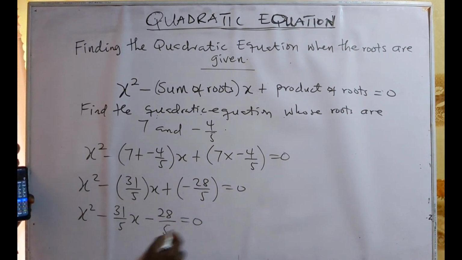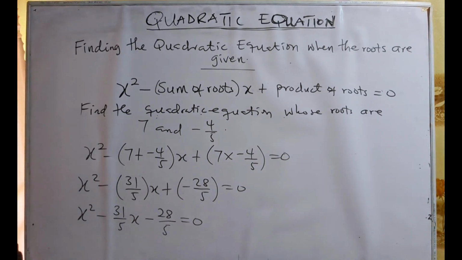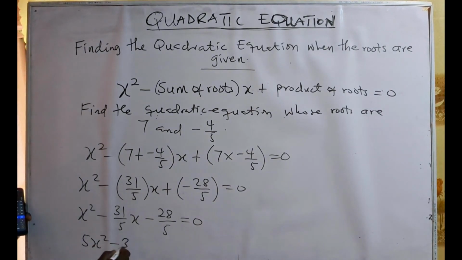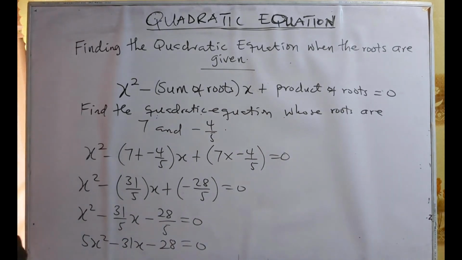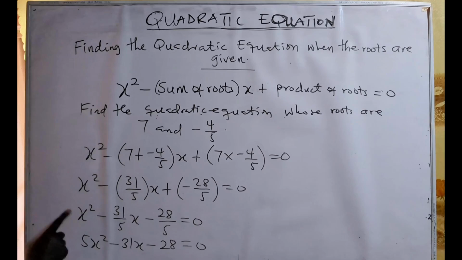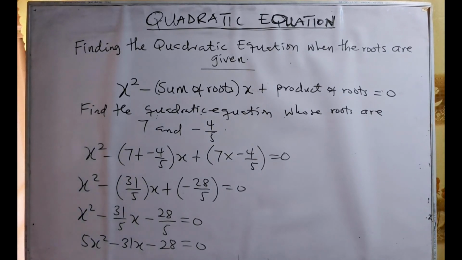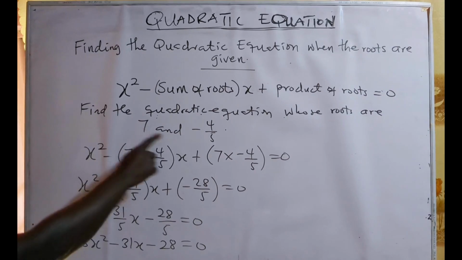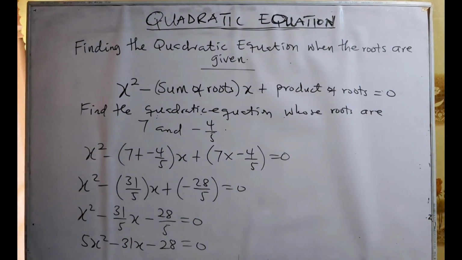So here what we can do is to get rid of the denominator by multiplying through by 5. So I have 5x squared minus 31x minus 28 equal to 0. When you multiply through by 5, the 5s will cancel. We have 5x squared minus 31x minus 28 equal to 0. So this becomes the quadratic equation whose roots are 7 and negative 4 on 5.